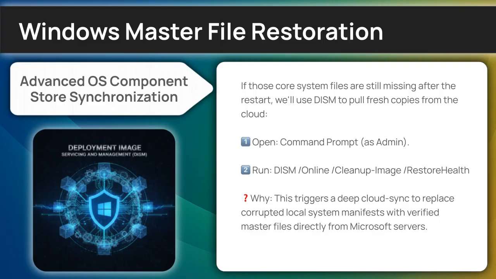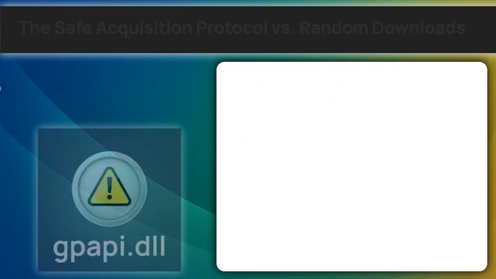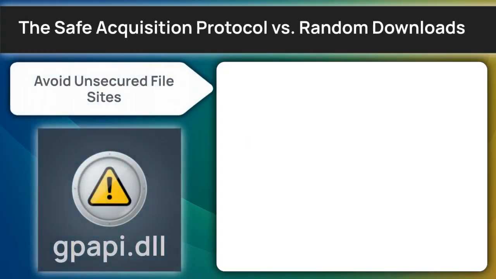Why are we doing this? Well, this triggers a deep cloud sync to replace corrupted local system manifests with verified master files directly from Microsoft servers. Beyond the repair, maintaining a secure workstation requires avoiding a few common technical mistakes.